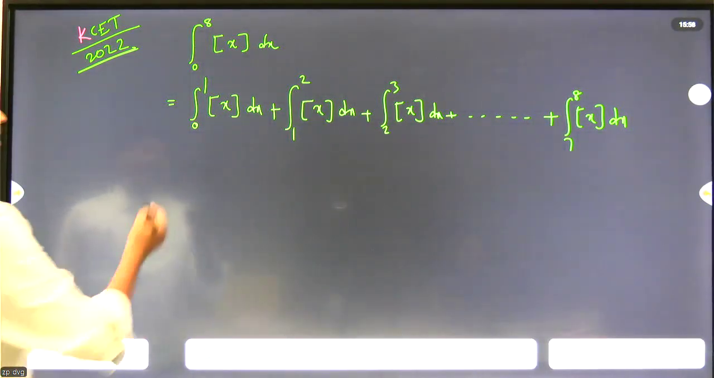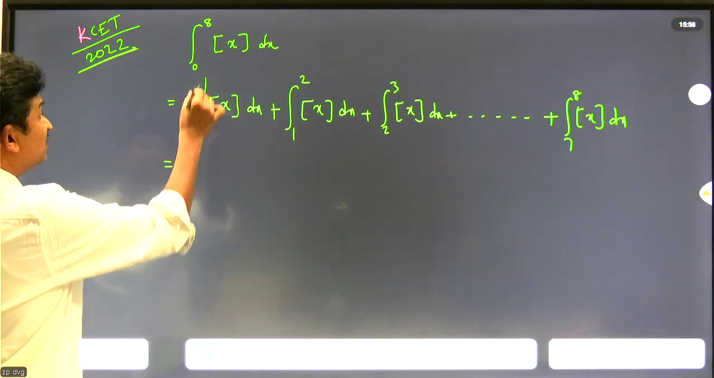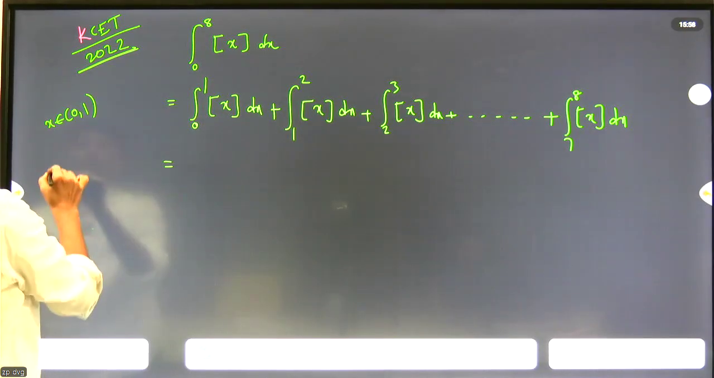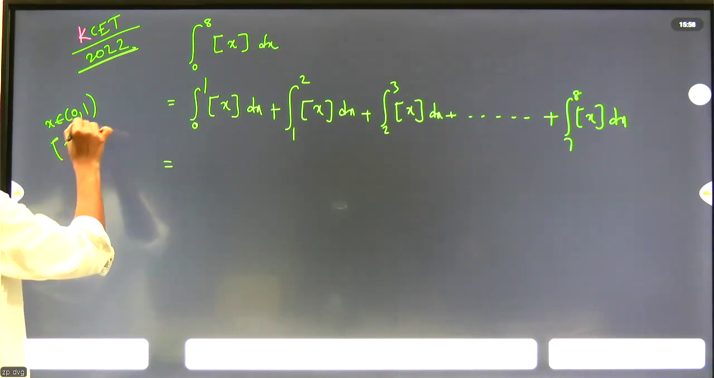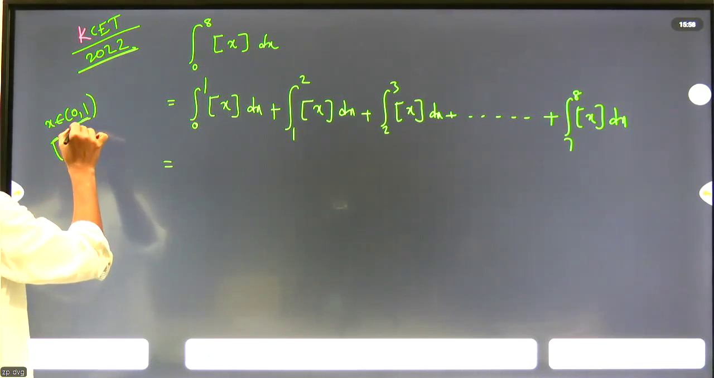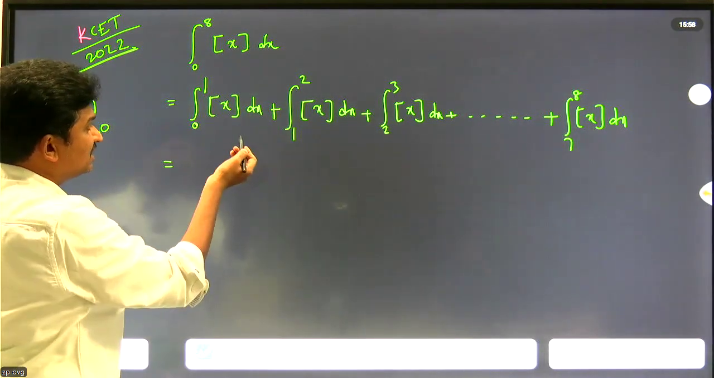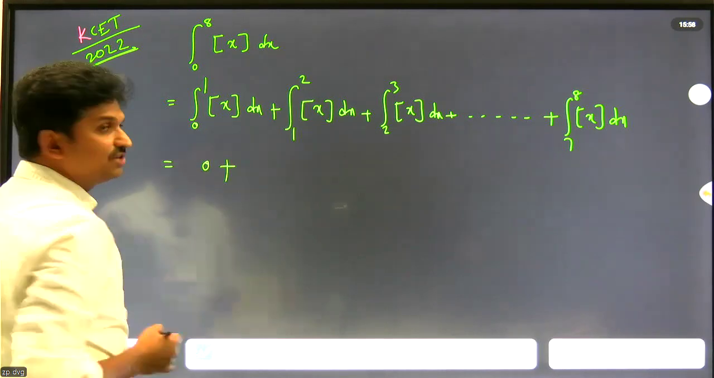That also I'll explain. Here you see, when x is in between 0 and 1, what is step x? When x belongs to the open interval 0, comma 1, you take any value in this interval, substitute, and the value will become 0. This is 0. Integral of 0 dx is what? That is 0. So total it is 0, right?